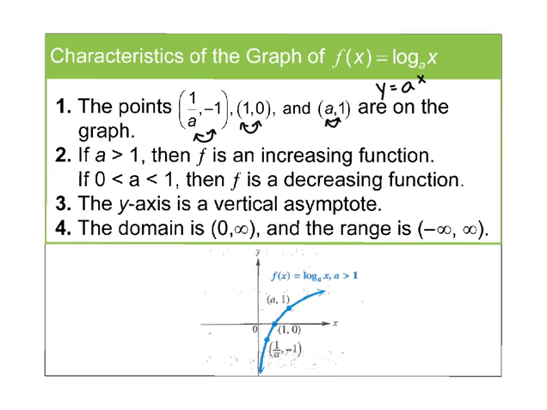Okay, and then this right here: if we know that our value of a is greater than 1, then it's an increasing logarithmic function. And if that value of a is between 0 and 1, then we have a decreasing logarithmic function. And like we said before, the y-axis now is the vertical asymptote for this logarithmic function, and so that changes our domain. Our domain is now going to be from 0 to infinity, and the range is going to be all real numbers.